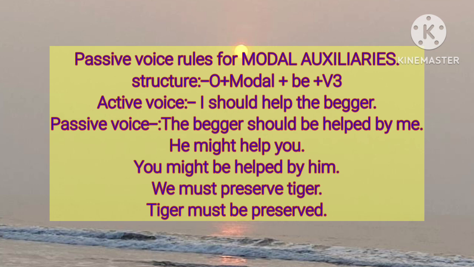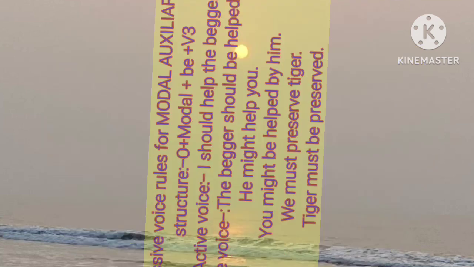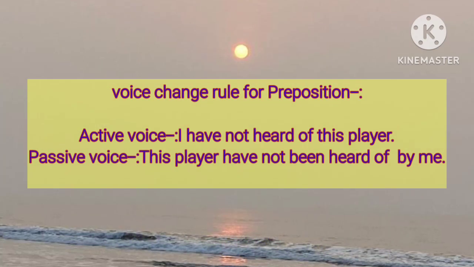He might help you. Here, might is a modal auxiliary. Its passive will be: you might be helped by him. You might plus be plus verb third form, helped, plus by plus him. We must preserve tigers, and its passive will be: the tiger must be preserved. Let's have the next rule or next condition for active voice to passive voice.